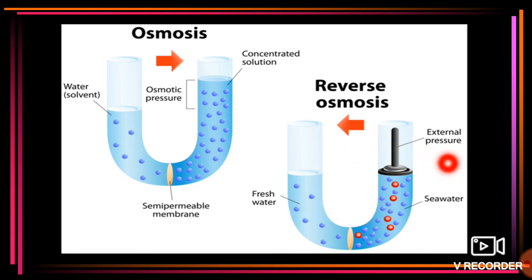So here we are applying external pressure. What happens with the help of reverse osmosis? We are able to get more pure water. Sea water has a high amount of other salts along with the water, so we are able to get pure water with the help of reverse osmosis.